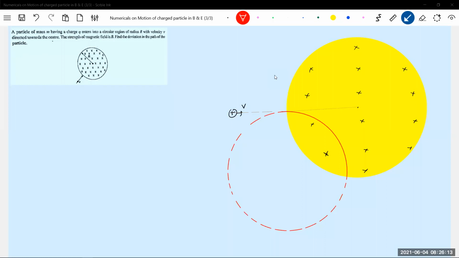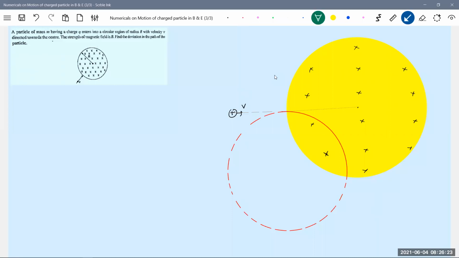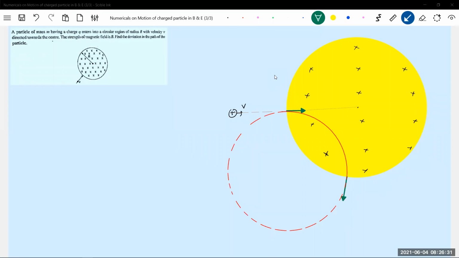What is the circle? The path of the particle, how should I draw a tangent? There's a velocity of the particle. Here, it will leave like this. Oh, that one, you mean to say force is B bar velocity. Okay, I'll do one thing. It should enter radially, no?